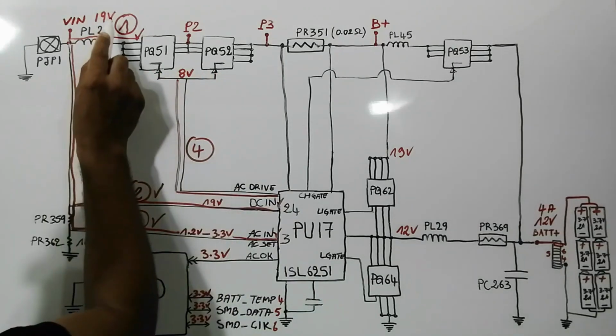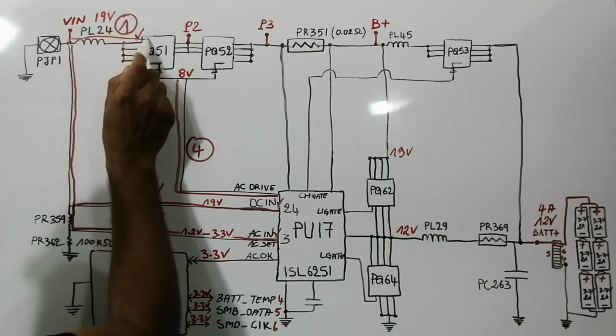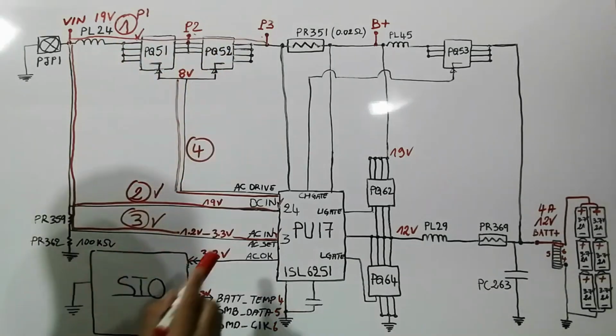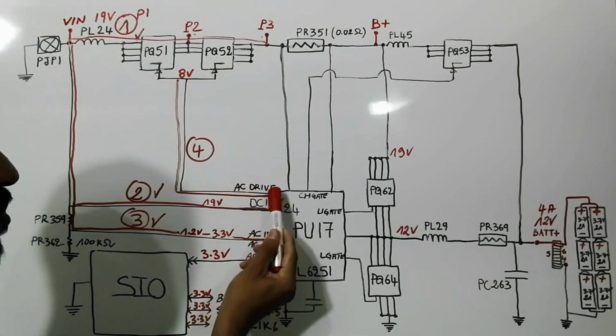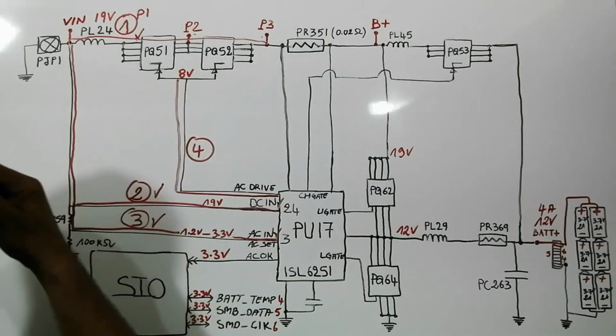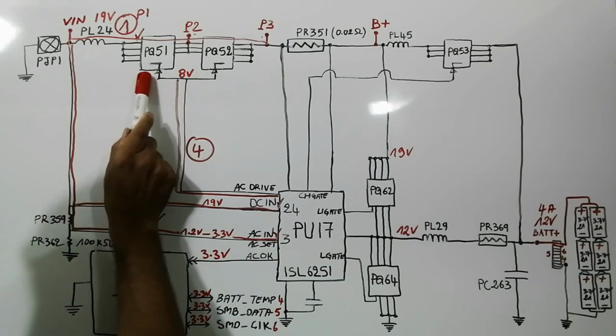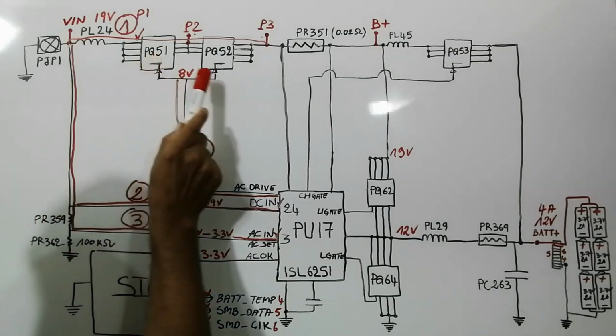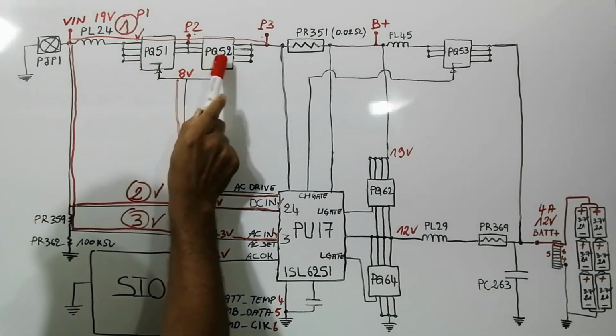Then the 19 volt will pass in this direction. But let's first check the AC drive. For the AC drive, it's about 8 volt. So let's check the gate of this MOSFET PQ51 and this MOSFET PQ52.